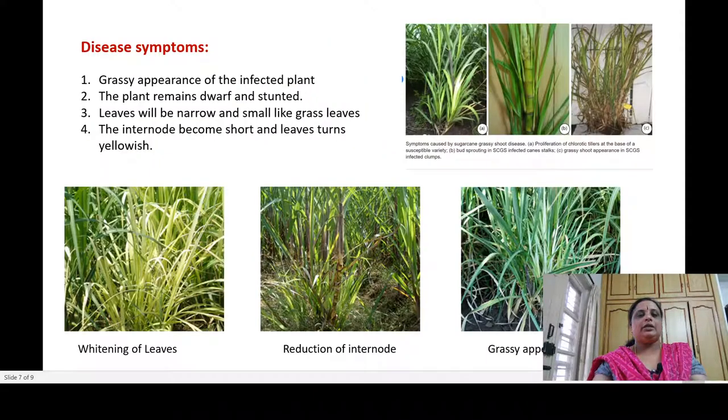So let us study the symptoms of this particular disease. As the name of the disease suggests, grassy shoot of sugarcane.